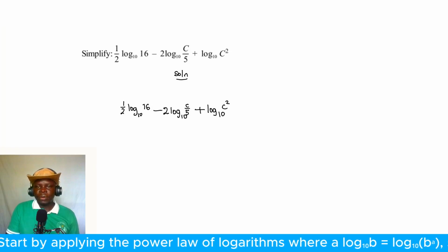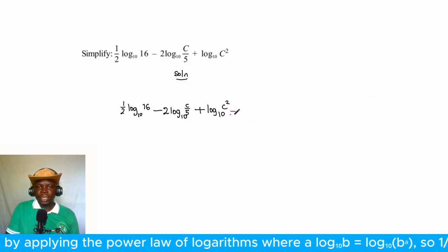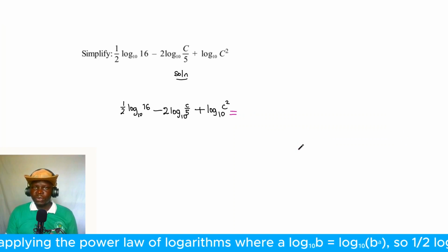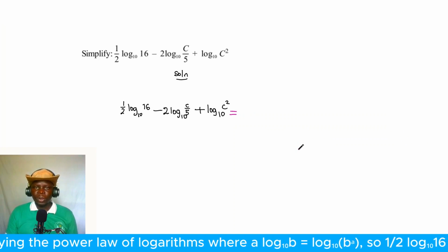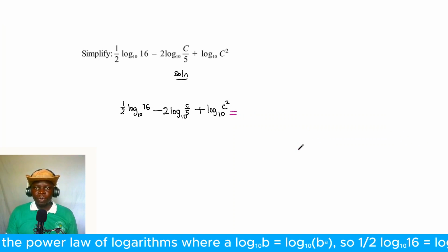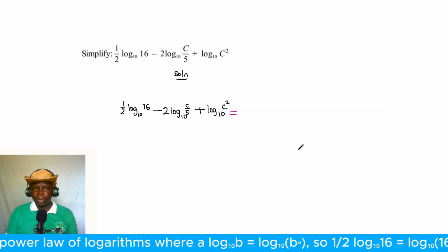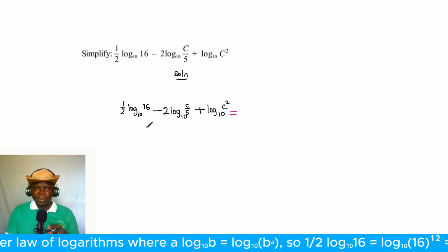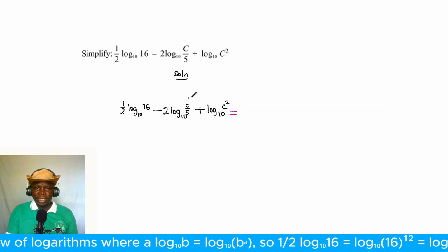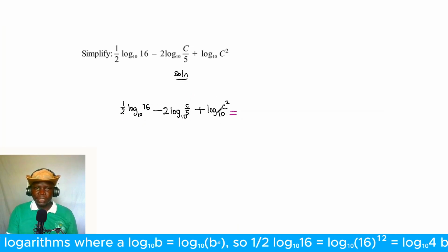How do you start tackling this kind of question? Now it's easier than you think. What we need to know is all about the laws of logarithm. We're going to tackle them one by one as we continue simplifying. Our question here has 3 terms. So our first term is here, the second term is there, and the last term is here.